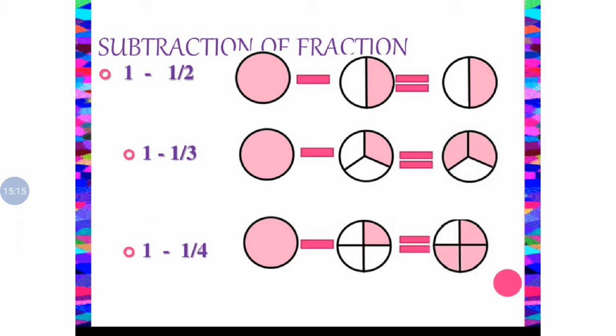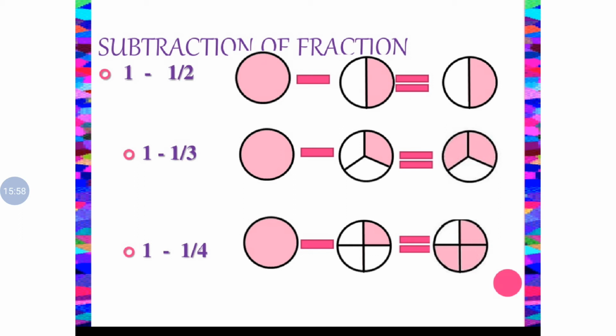Subtraction of fractions. Take the whole, 1 by 1, so the denominator is considered 1. Take the whole minus a semicircle, 1 part out of 2 equal parts. 1 by 1 minus 1 by 2. The denominators are different, so we take the LCM. The LCM of 1 comma 2 is 2. 1 by 2 already has denominator 2. For 1 by 1, multiply the numerator and denominator by 2 by 2.